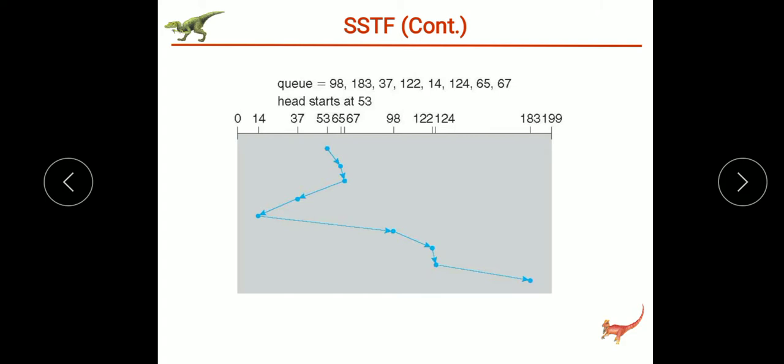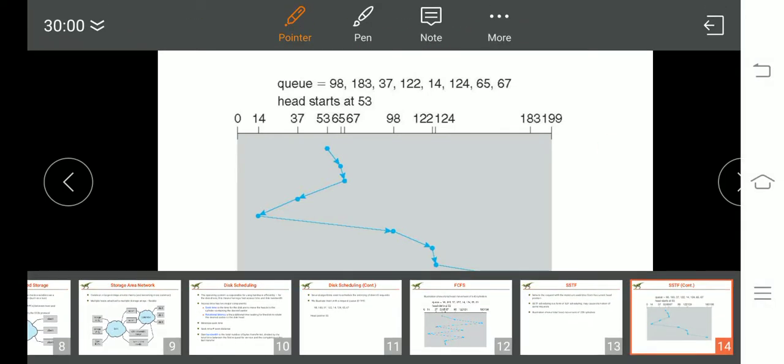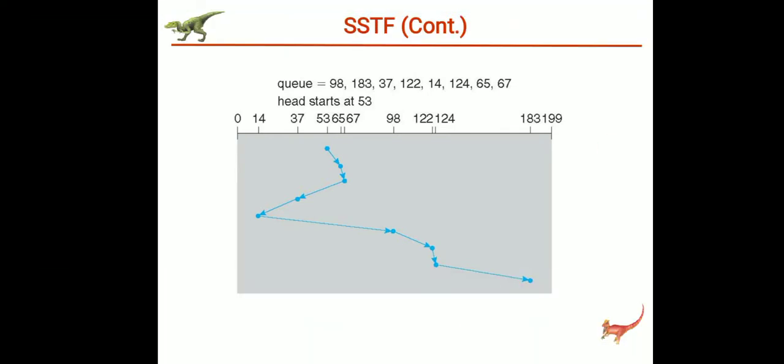Our next scheduling algorithm is the scan scheduling algorithm. One more thing is that even in this example, the calculation of head movement is the same. You have to go on taking the differences. It is very important to calculate the head movement, or the seek time.